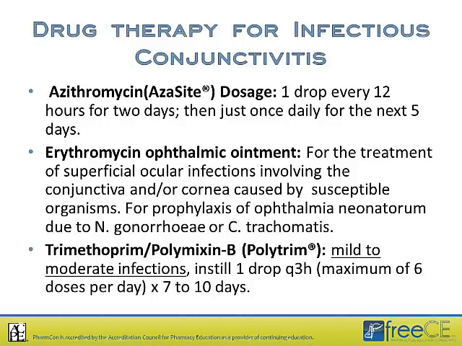Erythromycin ophthalmic ointment, we'll use that a good bit, and that's for the treatment of superficial ocular infections involving the conjunctiva or the cornea caused by susceptible organisms. It is commonly used for prevention of ophthalmia neonatorum caused by Neisseria gonorrhea or Chlamydia trachomatis. They'll use that in the eyes of a newborn right after birth, as opposed to the old silver nitrate swabs they used to use.